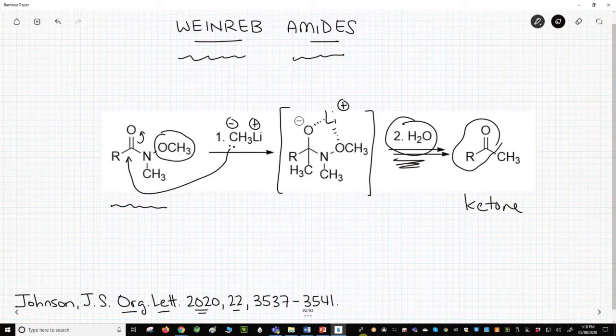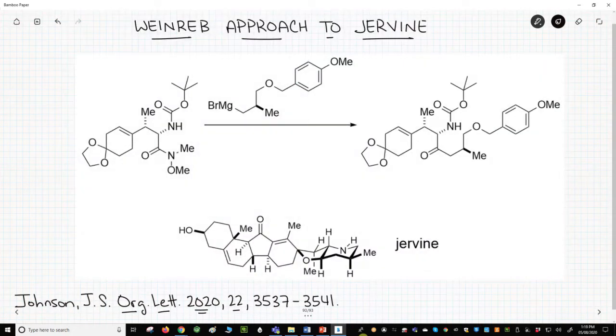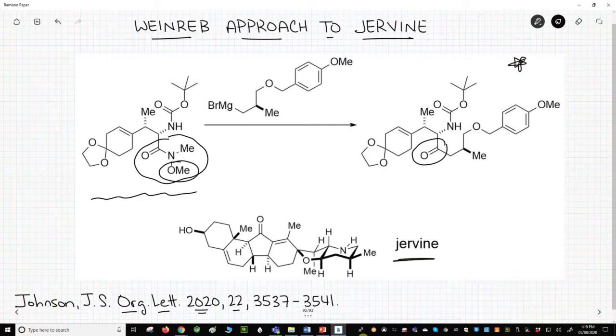Let's see a real example from the Johnson group. In pursuit of a complex natural product, jervine, at the bottom of the screen, the Johnson group needed to make a ketone, shown in the upper right. And there is our ketone. They used a Weinreb amide starting material, shown to the left. It's a complex molecule, but just focus on the amide with its methoxy.